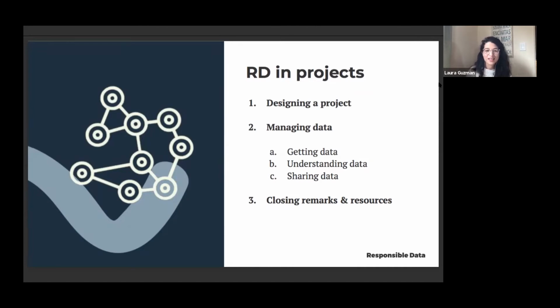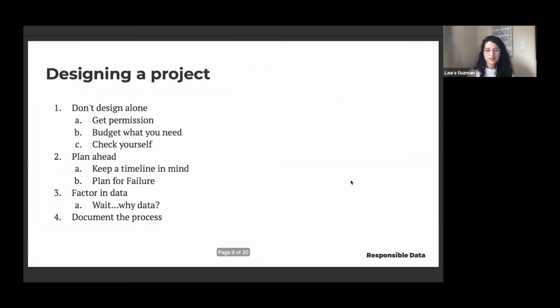So I'll be talking about designing a project and what to consider when you're thinking about responsible data in that process, managing data through its life cycle from acquiring the data, analyzing it, understanding it, sharing it, storing it, all of that, and close with a couple of examples of policies and practices that we've worked with in the past that illustrate a bit of what Paola and I will have talked about. So to kick things off, we'll go to the next slide and start with designing.